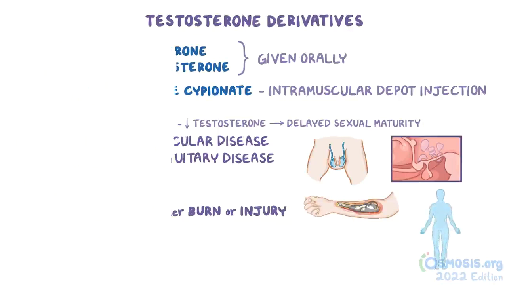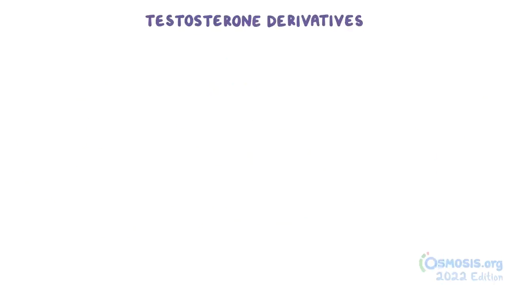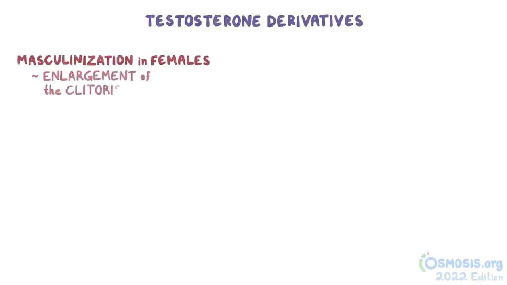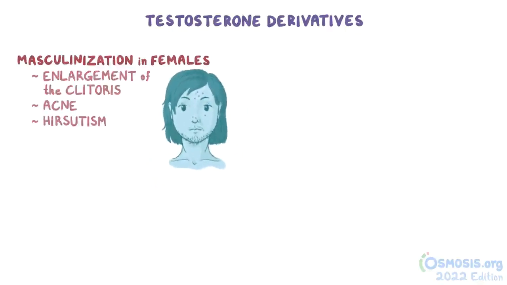Now, both testosterone and testosterone derivatives can cause masculinization in females, which includes enlargement of the clitoris, acne, and hirsutism, which is the growth of facial and chest hair, as well as menstrual irregularity.